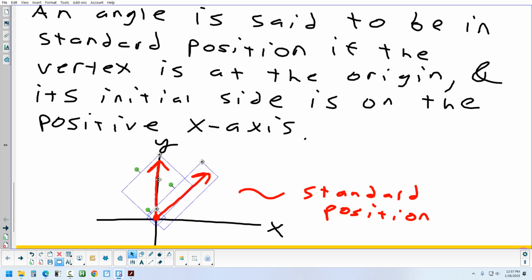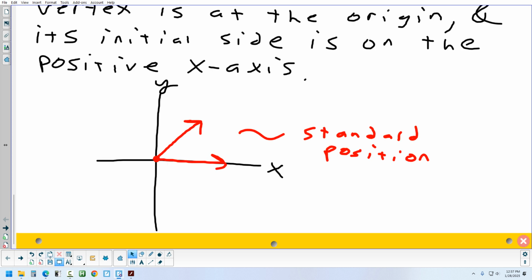Not standard position. But the terminal side is on the y-axis. But the initial side isn't on the x-axis. Right, who cares about the terminal side? We don't care about the terminal side. That's not in the definition. Okay. Vertex is at the origin, that's good. But the initial side should be on the positive x-axis. Just like that.